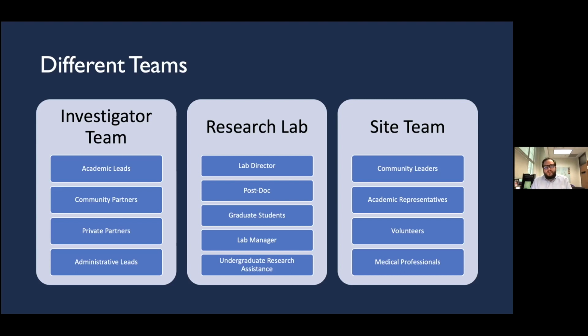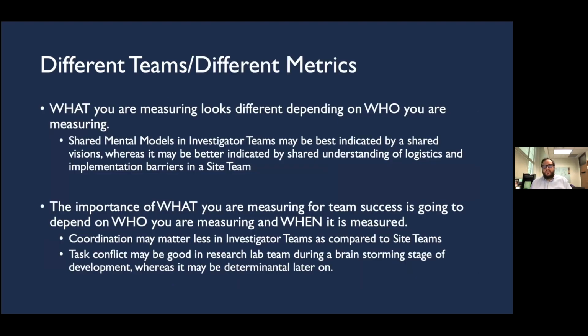You have your lab director, maybe some postdocs, grad students, lab manager, undergraduate research assistants, and maybe some site teams. For example, if there's a particular location that you're trying to inoculate some community members at, you'll have community members on that team, some academic representatives, whether they're your graduate students or other folks that you hire from the university. You'll have volunteers that are providing these services, as well as medical professionals, who are actually probably providing these services, and volunteers helping coordinate these efforts.